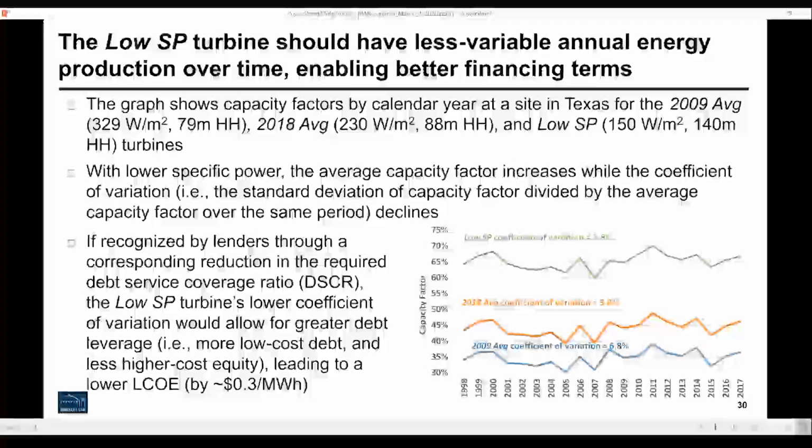Finally, the fact that the low SP turbine spends more time at rated capacity means that its output is less variable from year to year, as shown here in the graph in the lower right. If lenders acknowledge this reduction in interannual variability by allowing a lower debt service coverage ratio, then that would enable projects to take on and support a greater amount of debt. And because debt is typically cheaper than equity, this should reduce overall financing costs. Based on some runs of our financial models, this benefit could reduce LCOE by approximately $0.3 per megawatt hour.